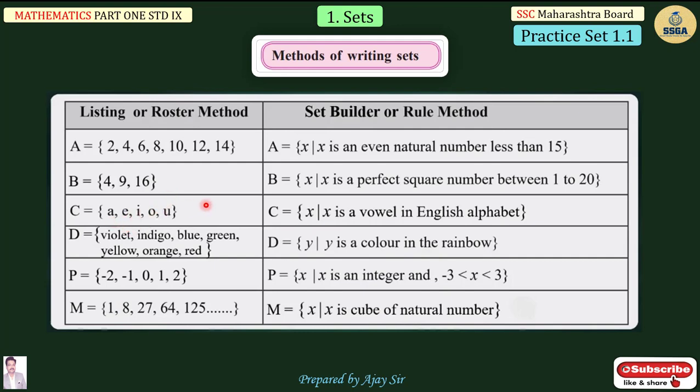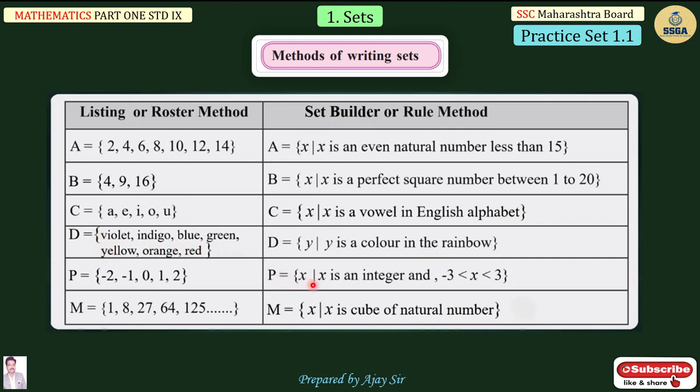Now another example. Let's see the set with elements A, E, I, O, U, that is the vowels in the English alphabet. In set builder form, C is a set such that X is a vowel in the English alphabet. Another set, in rule method: D is a set such that Y is an element, Y is a color in the rainbow. This element Y is the variable. 7 colors are there: violet, indigo, blue, green, yellow, orange, red. So this is the list of those colors.